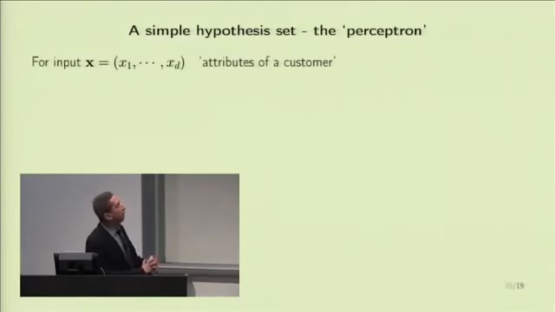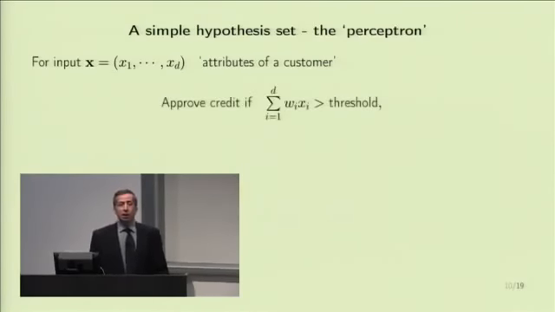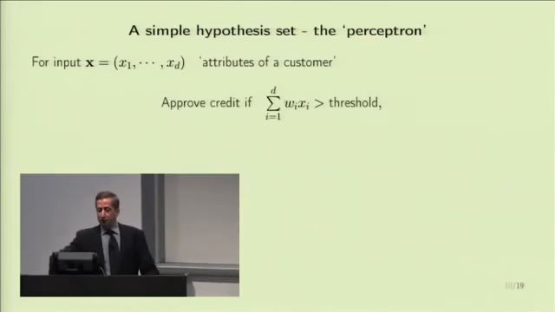You have an input, x1 up to xd, as we said, a d-dimensional vector, and each of them comes from the real numbers, just for simplicity. So this belongs to the real numbers. And these are the attributes of a customer, as we said, salary, years in residence, and whatnot. So what does the perceptron model do? It does a very simple formula.